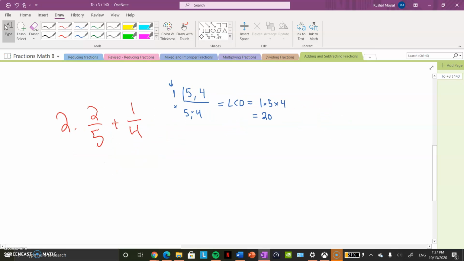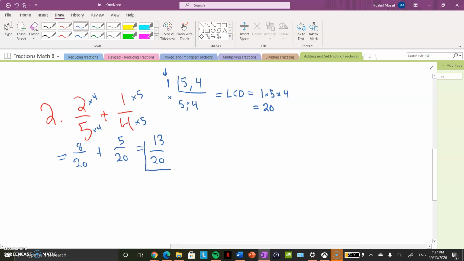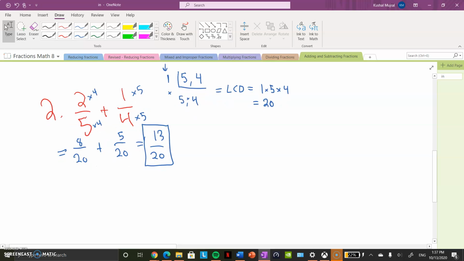So what that means is we're going to need to make 2 over 5 something over 20, okay? So if I were to multiply the top by 4 and the bottom by 4, it would be 8 over 20, okay? And now we want 1 over 4 to also be something over 20. Okay, so if I were to multiply the top by 5 and the bottom by 5, we would have 5 over 20. Now that the denominator is the same, it's much easier to add, because then this becomes 13 over 20, because we could just add the numerators and keep the denominators the same. And that's our answer. Okay?